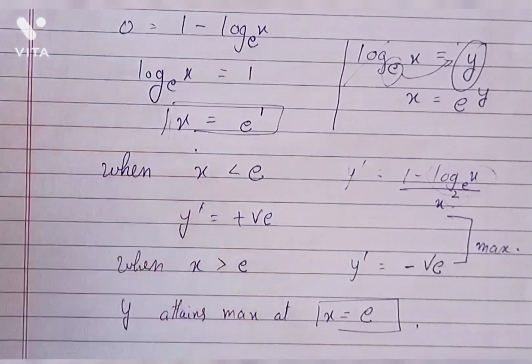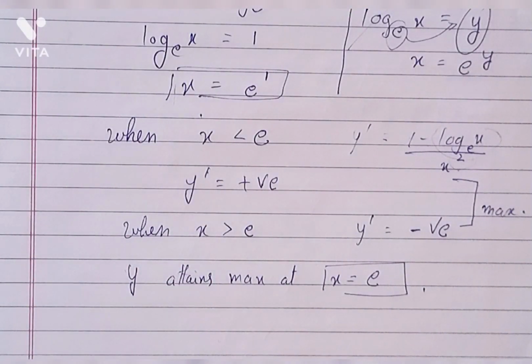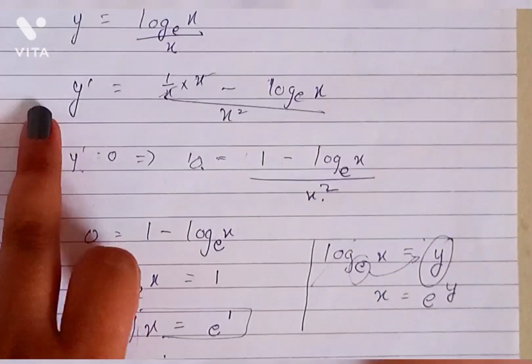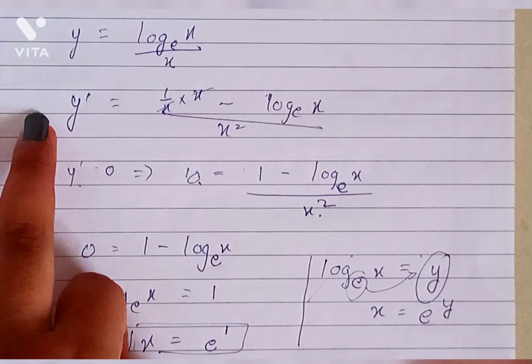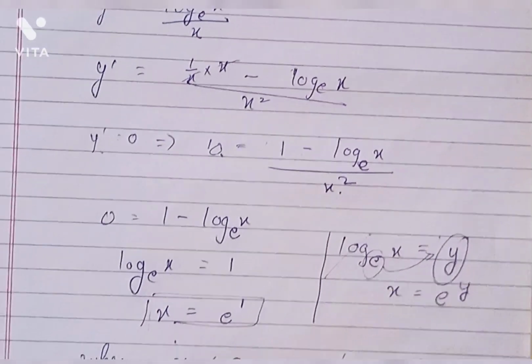Alright, now you could do it by the double derivative test, means differentiate this y dash one more time. You will get y double dash less than 0, meaning it's a maximum.